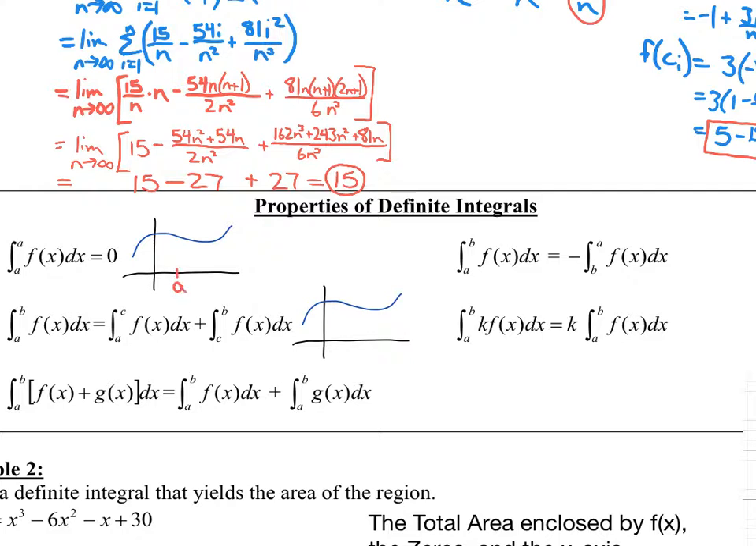Here's a. If I'm going from a to a, I'm finding the area of that line segment right there. What's the area of a line segment? 0. A line segment has no area. That was one of the properties you learned back in geometry. Points take up no area, lines take up no area. They have a length but no area.